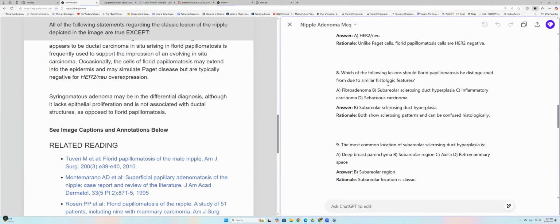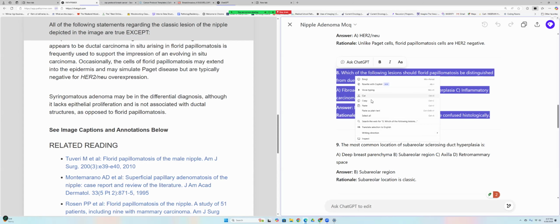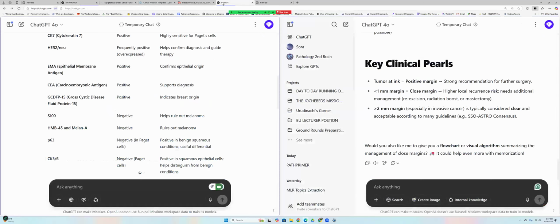Subareolar sclerosing duct hyperplasia. We saw this earlier, remember? In radial scar. Radial scar was found inside the breast, but this subareolar sclerosing duct hyperplasia is usually found close to the nipple. So it can also mimic nipple adenoma. So how do you differentiate the two?